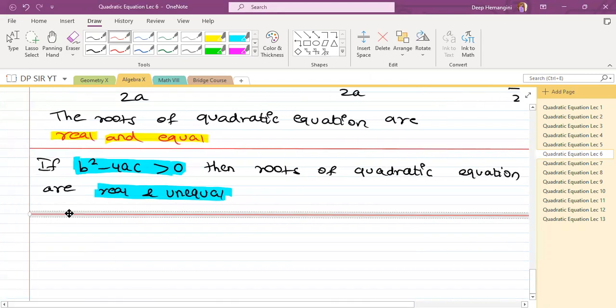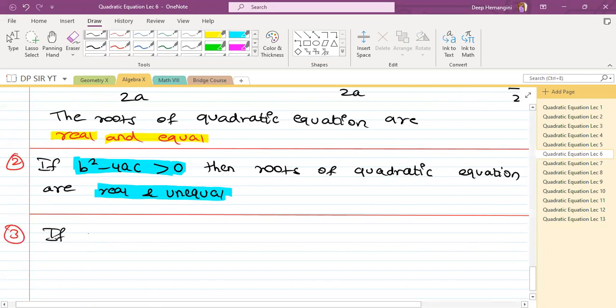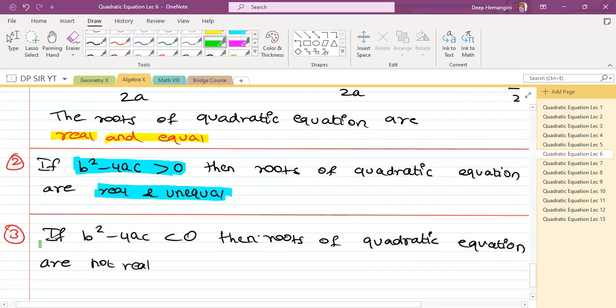The last possibility, this was the second possibility. Going for the third possibility now: if b square minus 4ac is less than 0, then the roots of the quadratic equation are not real. So this also you should know very well.